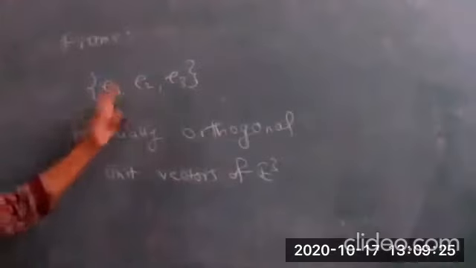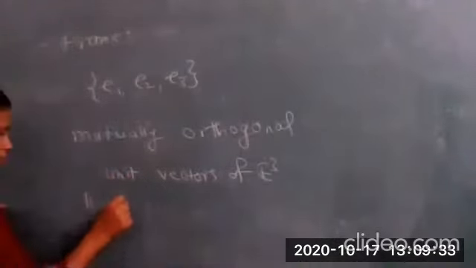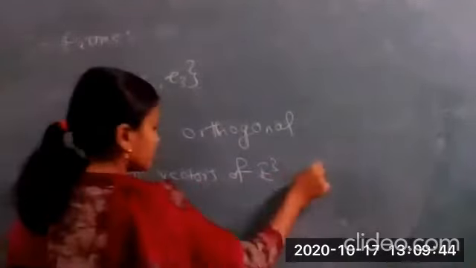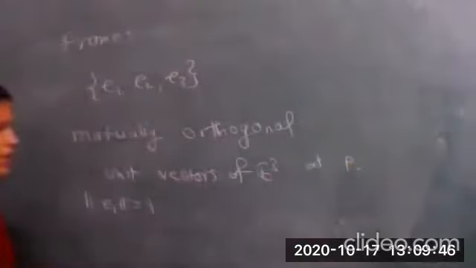The dot product of E1 with E2 and E1 with E3 is obviously equal to 0. What is the meaning of unit vectors? The norm of E1 should be equal to 1. Okay. And at a point P, these vectors which satisfy this condition are called a frame.